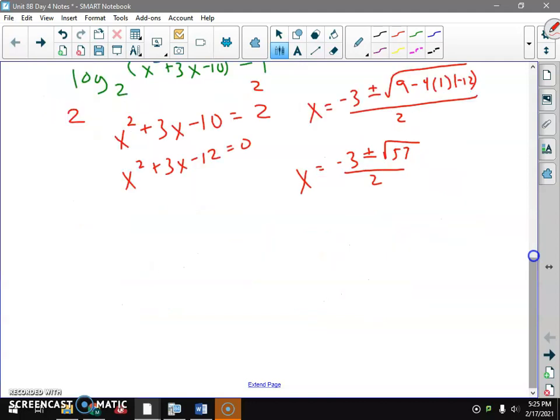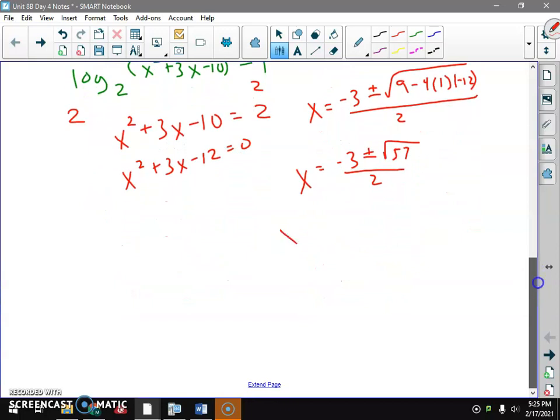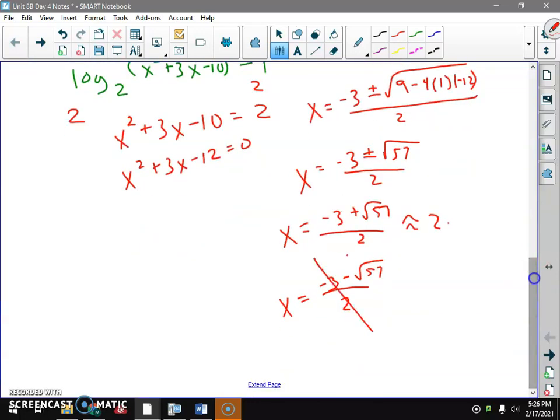But the negative one is not going to fly, because when we plug it in, well, actually, let's see if they do. So -3 plus radical 57 over 2, and -3 minus radical 57 over 2. When you get the decimals, this is 2 point something. And 2 point something would work, because the argument would still be positive. This negative number would not work. So that is my only solution.